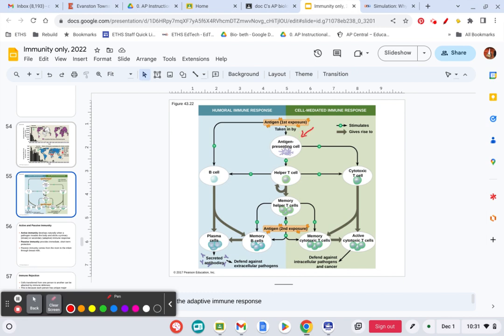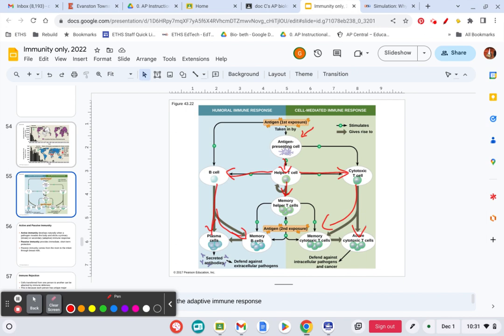Our macrophage cell presents, and that's going to activate these helper T cells. And the helper T cells are then going to activate the B cells and the cytotoxic cells. Helper T cells will also activate memory T cells. B cells will go on to produce plasma cells as well as memory cells. Cytotoxic T cells produce memory cells, and they also produce active ones. There's memory B cells.